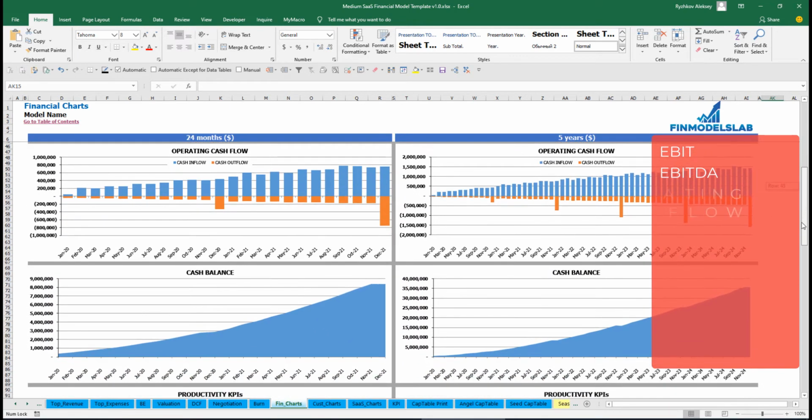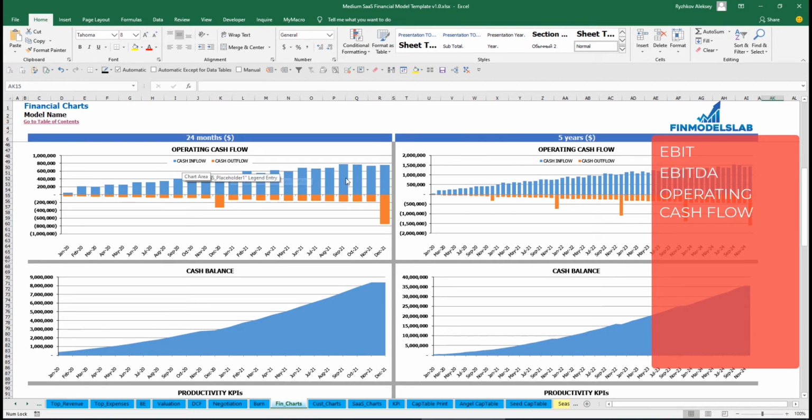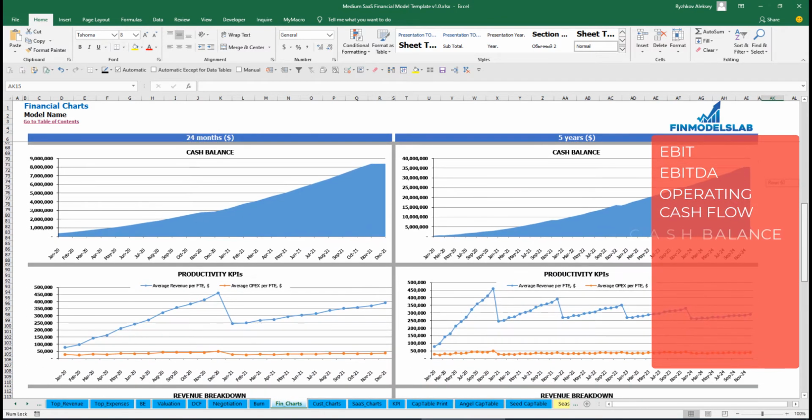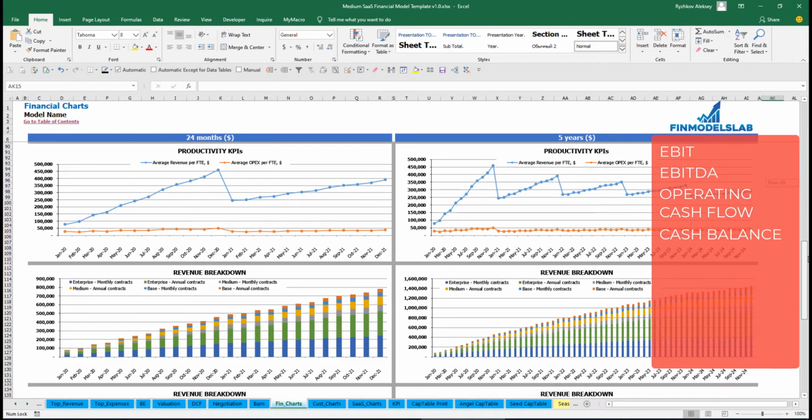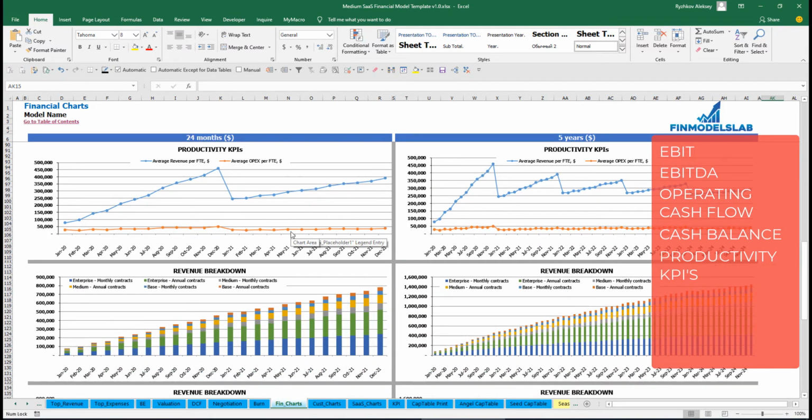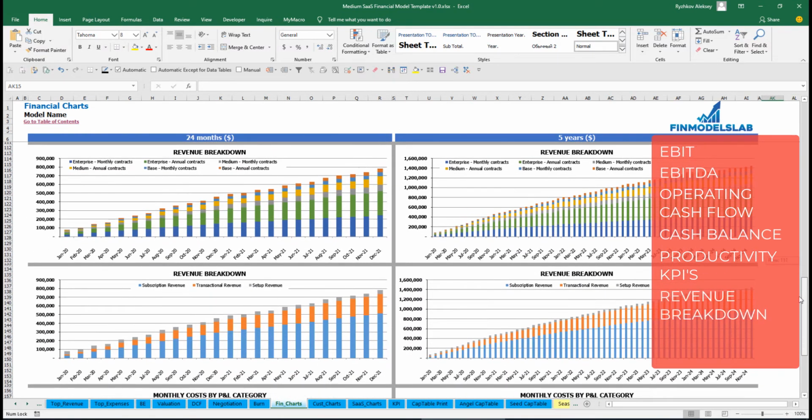Then operating cash flow broken down by cash inflow and cash outflow. Then the cash balance chart and productivity KPIs, which will show you the average revenue per FTE and average OPEX per FTE. Then you may see the revenue breakdown, which is broken down by 3 offerings and contracts, monthly and annual, in total 6 different revenue streams.